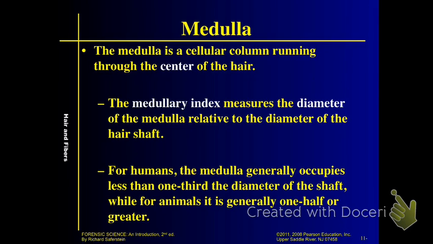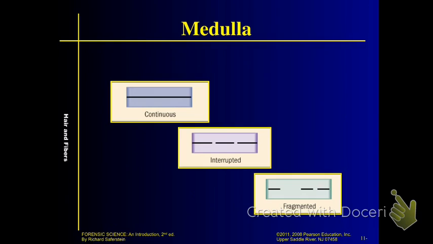The medulla can be varied. The medullary index is the diameter of the medulla, so the width of the medulla relative to the width of the strand of hair. For humans, the medulla is thinner. It's like 1/3 of the diameter of the shaft, and in animals, it's greater. It's very wide.